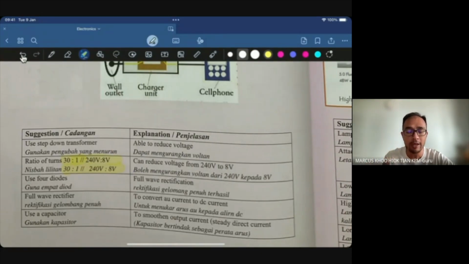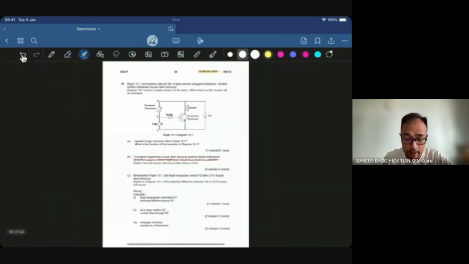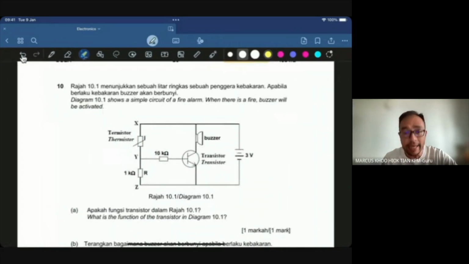Okay, use 4 diodes, full wave rectification, etc. Right, let's move on to Pahang. Another essay question. I know there's a lot of essay questions this round compared to the previous classes, which should give us a very important indication.